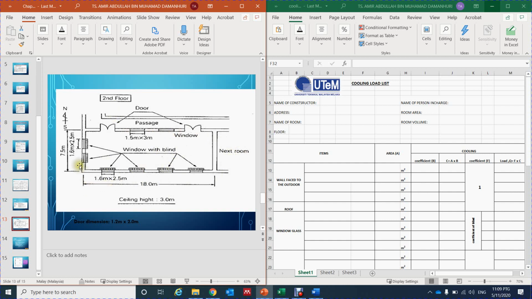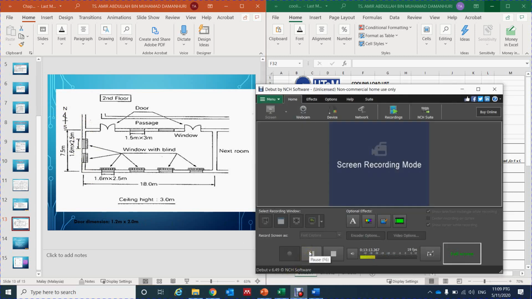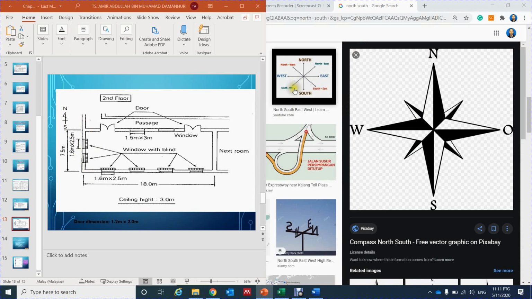So in that room, the area of the room is 7.5 times 18 meter, and the first thing you have to look into is the orientation of north here. So this north area is the upper side of the room. So now the north orientation is on the top of the room. So we have here north, south, west to the left hand side, and north, south, west, east on your right hand side.